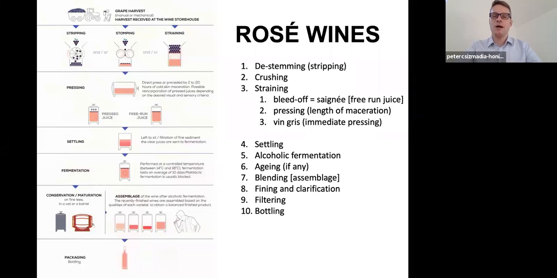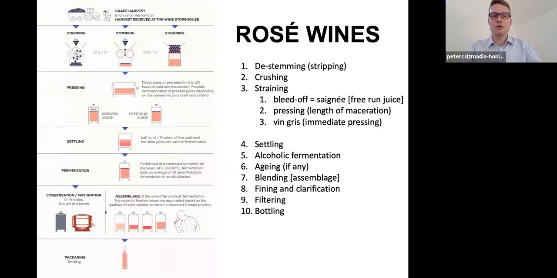There is also what is called vin gris, or gray wine in French. Then after the crushing, the grapes are immediately removed, so there is really hardly any maceration or skin contact. Similarly to white wines, the next step will be to make sure that there is sufficient clarity of the juice by allowing the rough particles to settle and get the juice ready for alcoholic fermentation.